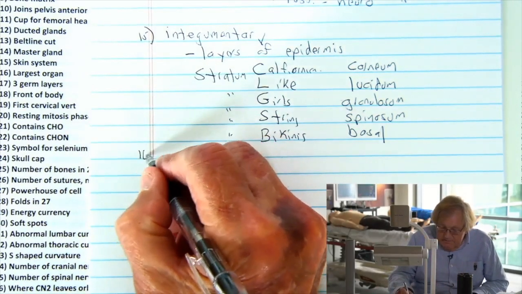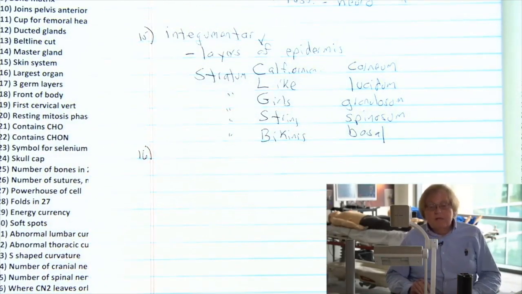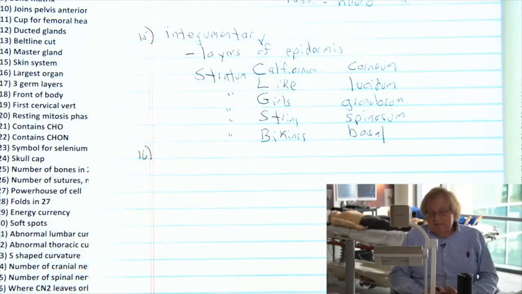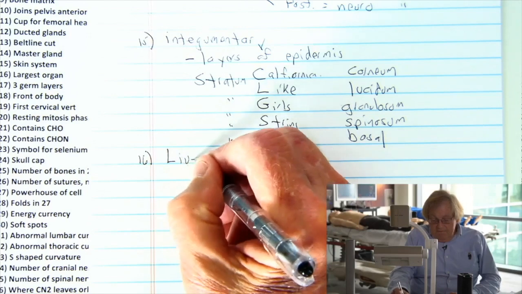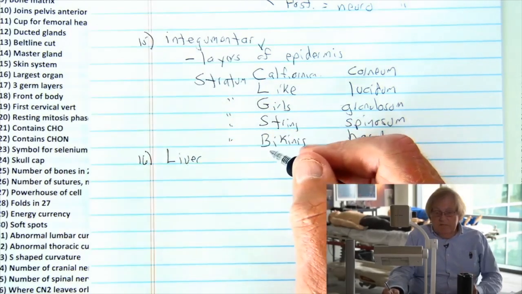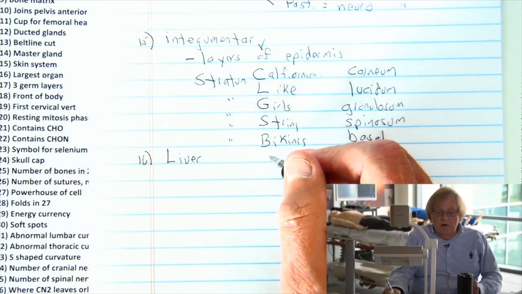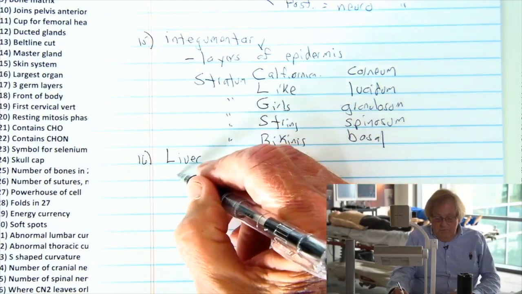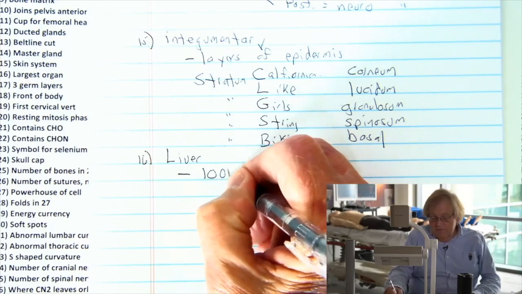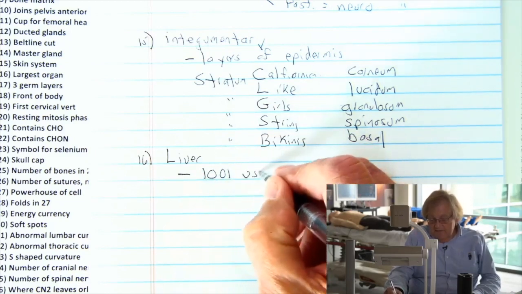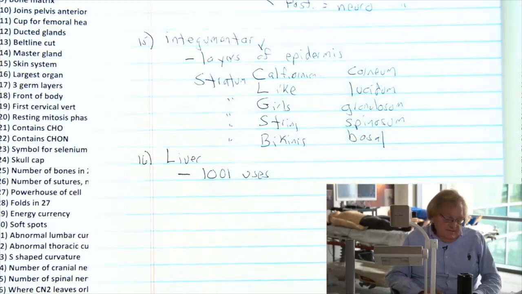Number 16 has always been a point of dispute as to what the largest organ is. Since I'm looking at skin as being a system, I'm going to stick with the old way, and the best answer being the liver. So just remember, the liver is going to be the largest organ. And always in a test, if you don't know the answer, I always say the liver has got 1,001 uses. It's very similar to the old example of what superglue is used for.